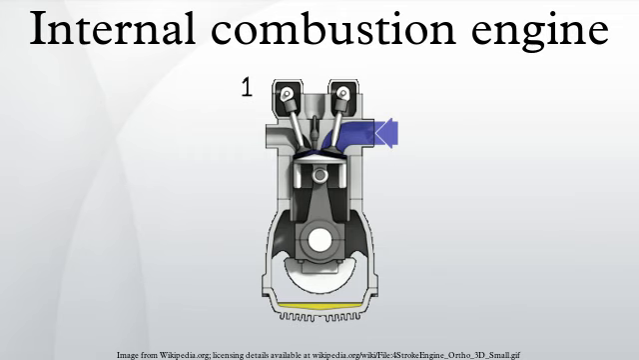The two-stroke engine executes one cycle per crankshaft revolution, while the four-stroke executes one cycle per two crankshaft revolutions. Two-stroke engines have less weight and are easier to manufacture. They also have a high power-to-weight ratio.